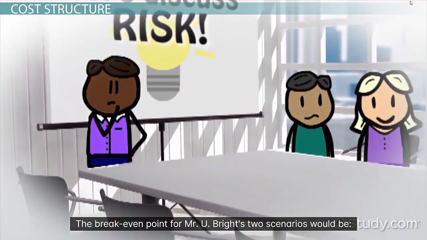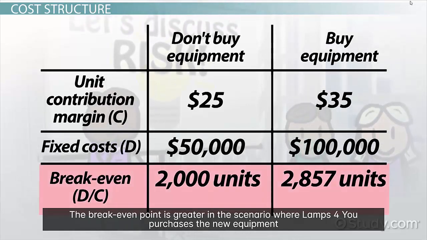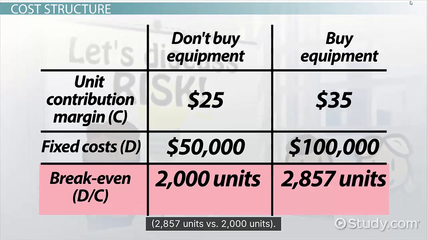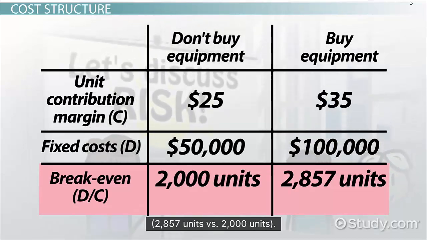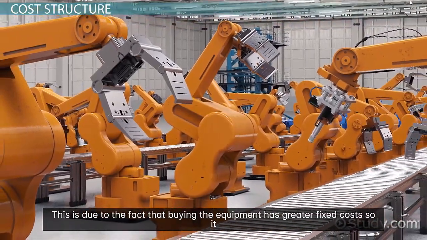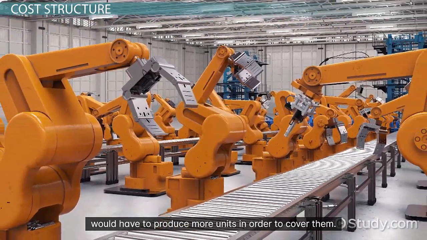The break-even point for Mr. Ubright's two scenarios would be the break-even point is greater in the scenario where Lamps for You purchases the new equipment, 2,857 units versus 2,000 units. This is due to the fact that buying the equipment has greater fixed costs, so it would have to produce more units in order to cover them.